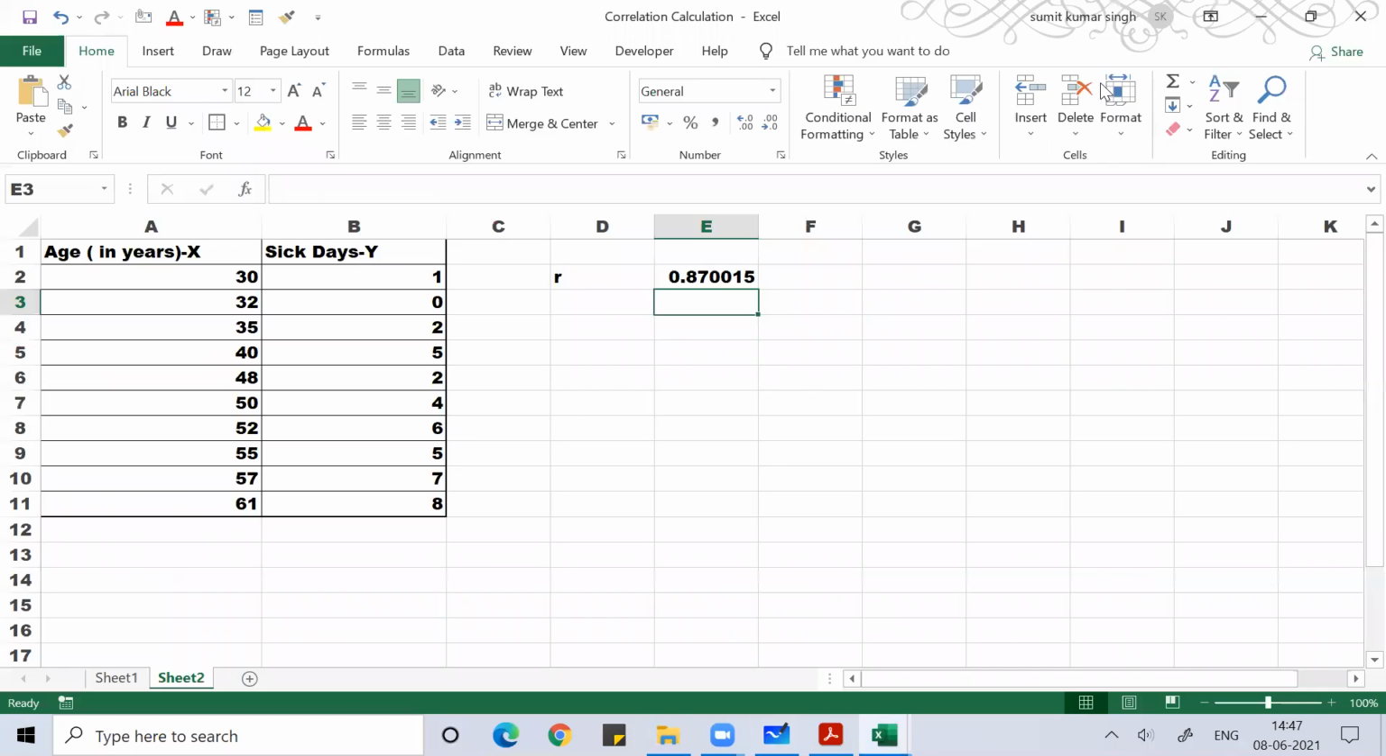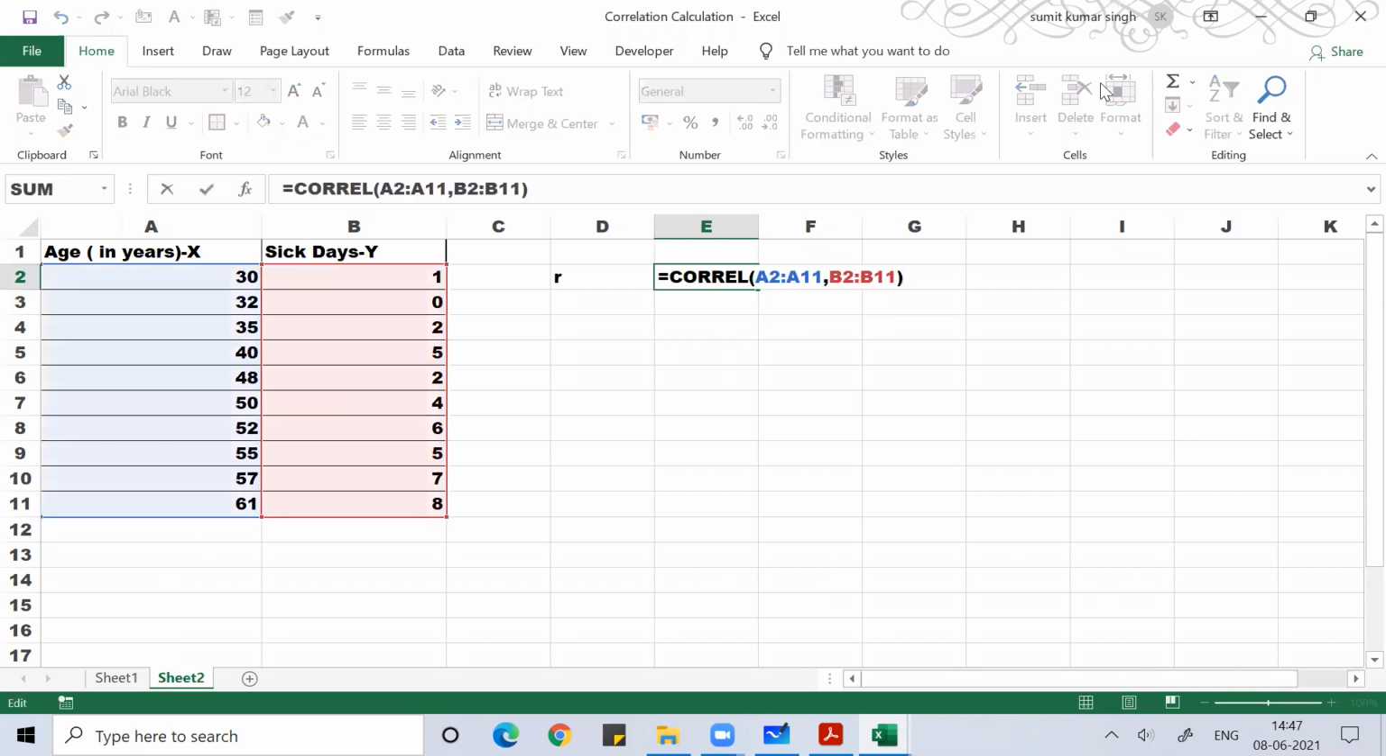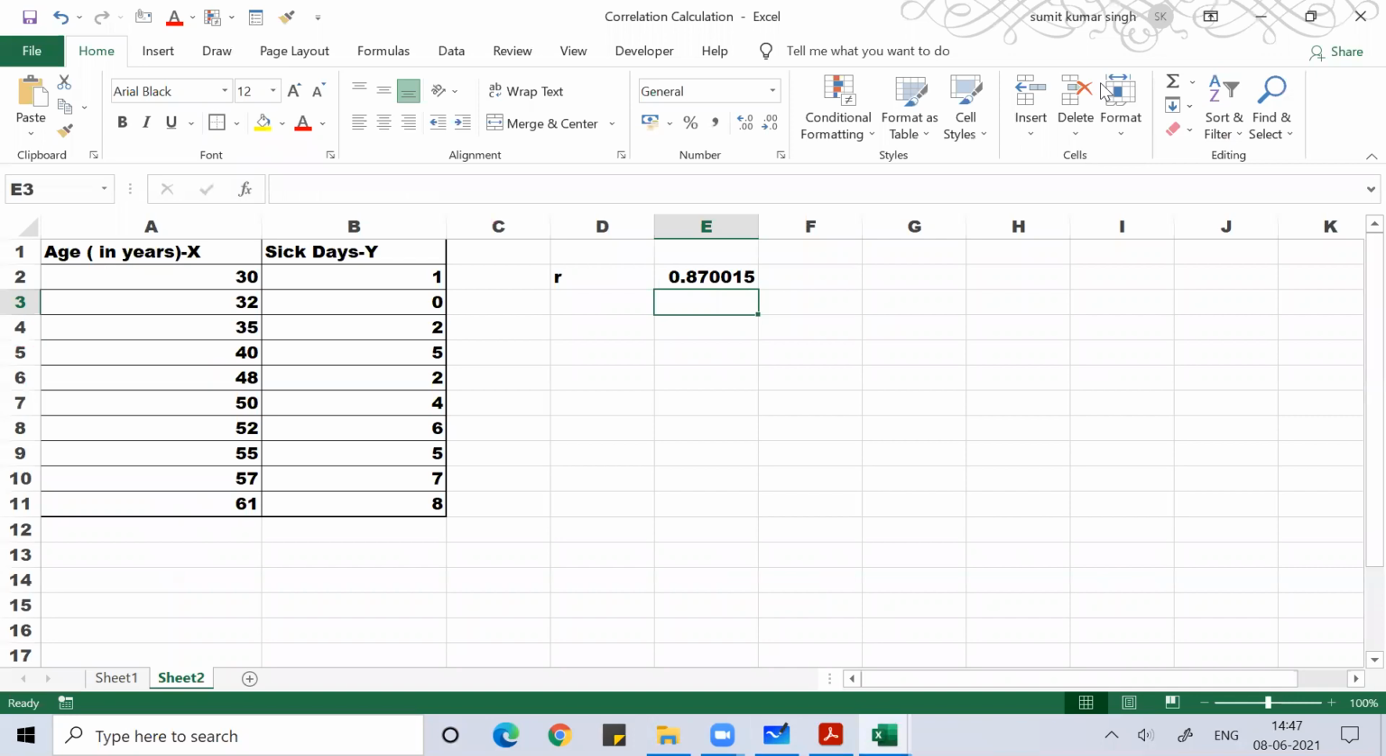Now I'm doing this problem in MS Excel. With MS Excel, we can directly use the CORREL formula, and with that we will get the answer, which should be 0.870015. We'll show this by step-by-step calculation. We can use any formula.